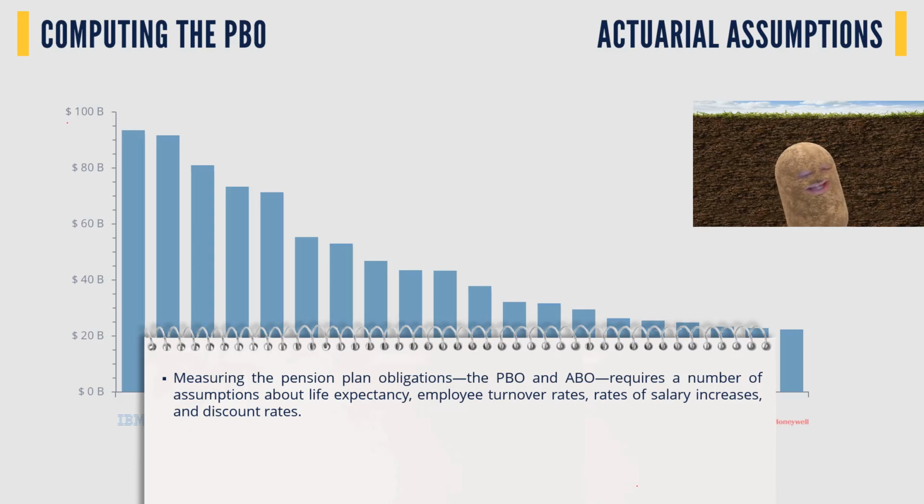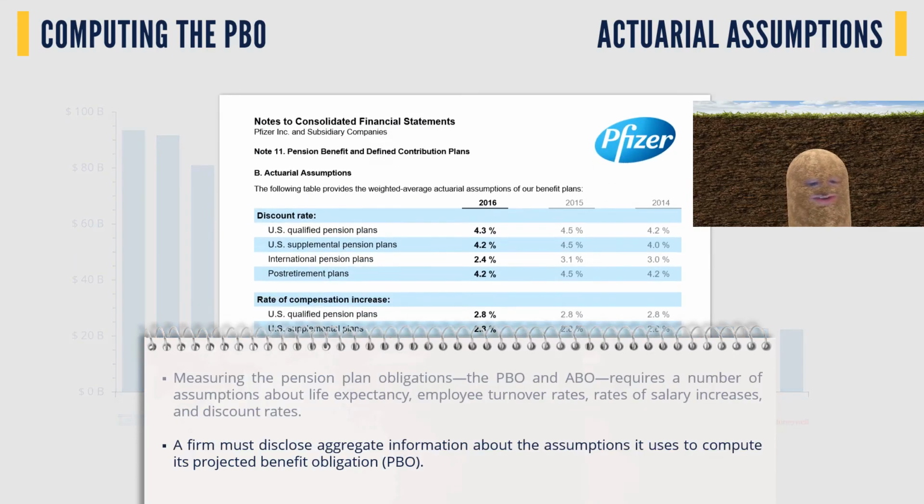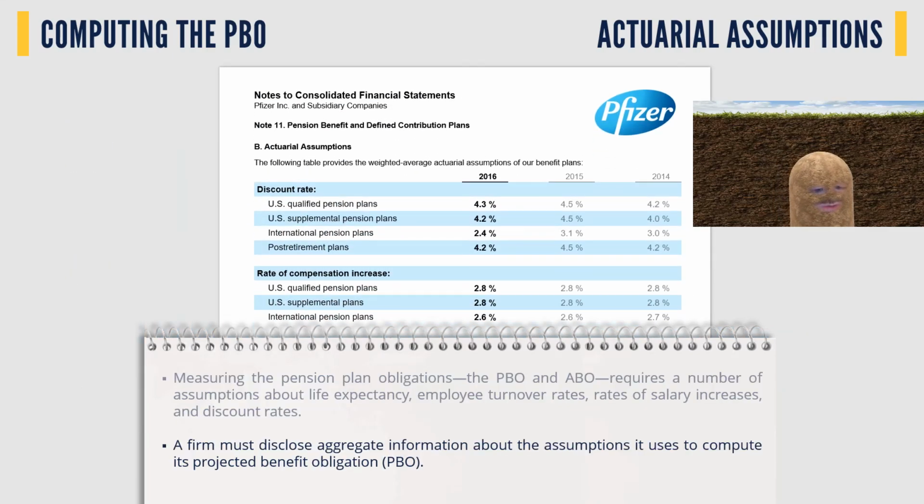So companies have to disclose in their footnotes some sort of high-level aggregated assumptions. It's not going to be sufficient to allow you to do those exact calculations that I just did. I only do those calculations to show you how the potatoes are made.